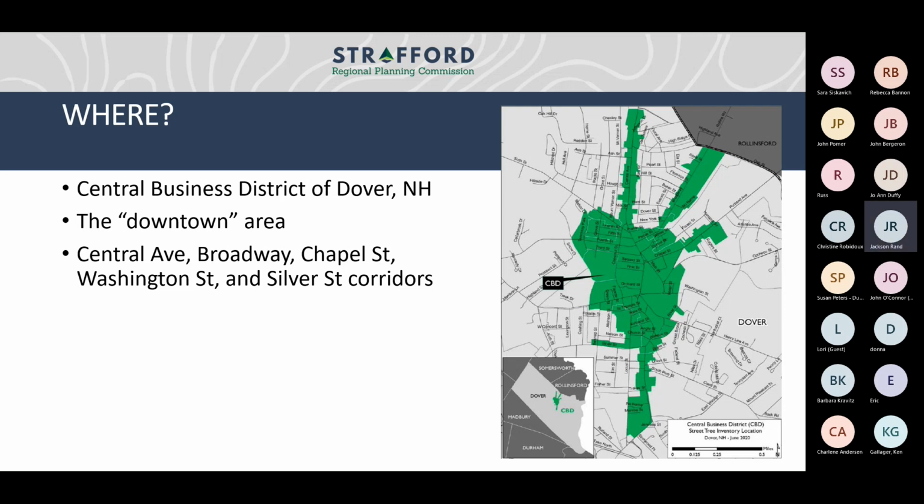This project inventoried all of the street trees in the central business district of Dover. And you can see a map on the right side of your screen showing where in Dover this area is. And for those of you familiar with the city of Dover, this encompassed most, if not all, of the corridors of Central Ave, Broadway, Chapel Street, Washington Street, and Silver Street.